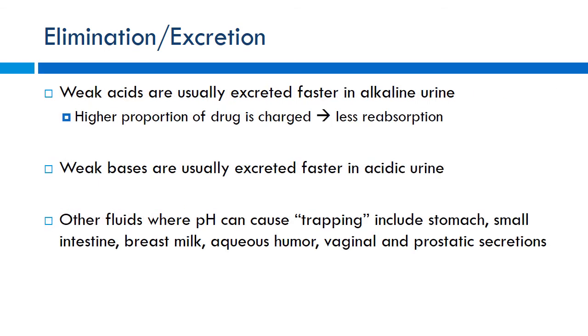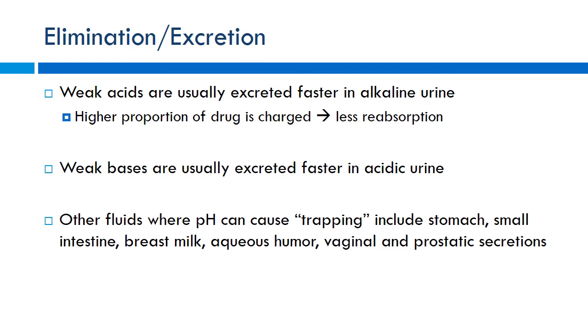I mentioned weak acids are going to generally be excreted faster in alkaline urine. Because we can put weak acids into a basic solution, they're going to be more deprotonated, harder to be reabsorbed, they're going to be eliminated more quickly. Weak bases generally get excreted faster in acidic urine. So again, if I had a weak base in acidic urine, it's going to be in a more charged state because it's protonated, it's going to be eliminated more quickly.